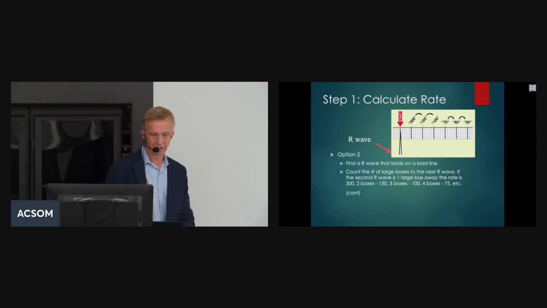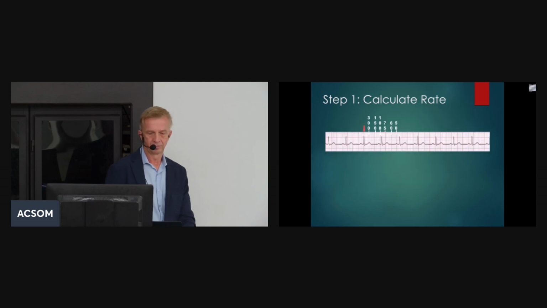So this is what we were talking about. If there are 2 boxes, the heart rate is 150, 3 boxes 100, 4 boxes 300 divided by 4, 75, and 5 boxes 300 divided by 5, the heart rate is 60. If you have 6 boxes between 2 QRS complexes, the heart rate is 50, 300 divided by 6. All right, so that's how you calculate the heart rate.